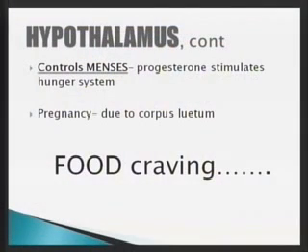Hypothalamus controls menses. Progesterone stimulates the hunger system. And in pregnancy, it's usually due to the corpus luteum, so progesterone. So think about this for a second. If progesterone is responsible for hunger, is that why as you get closer to your menses, all of a sudden you start digging out that chocolate? You start looking for those potato chips? You start digging all over the place. Pregnancy. I'm learning this the hard way with my wife right now.